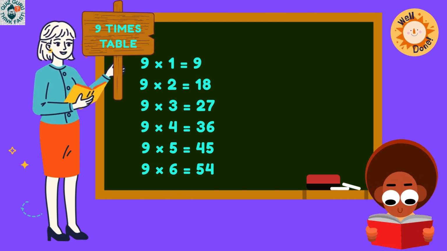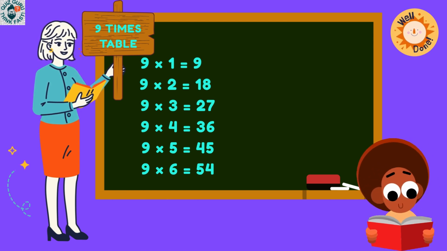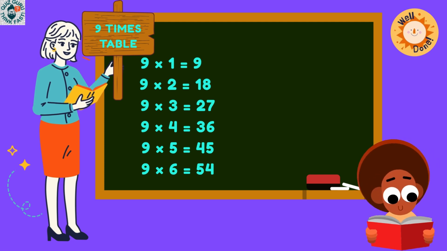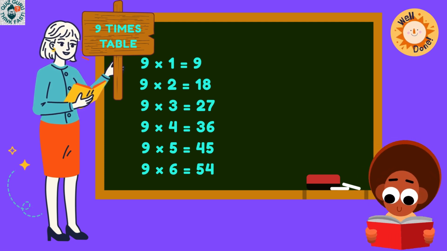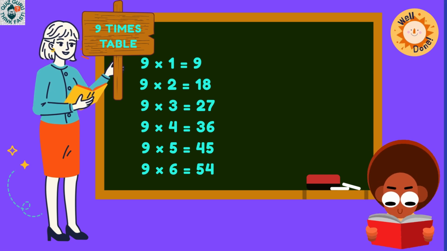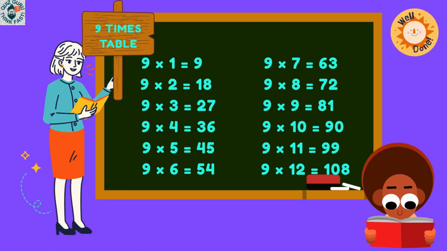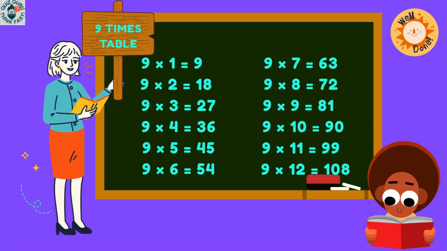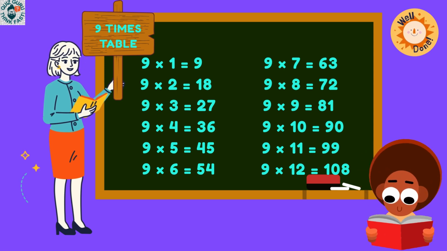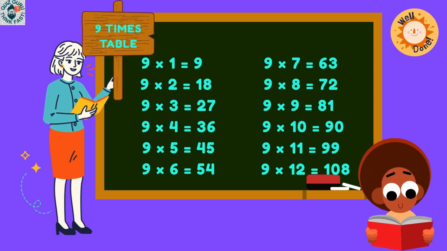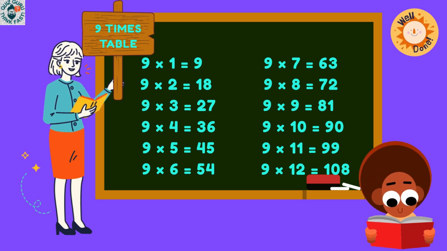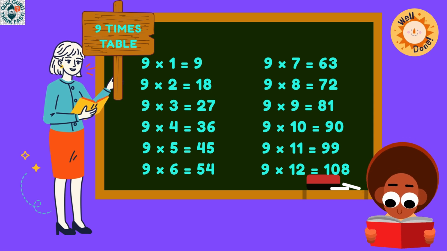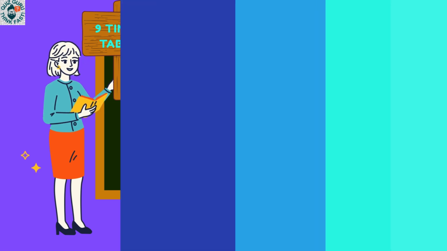9 times 2 is 18. 9 times 3 is 27. 9 times 4 is 36. 9 times 5 is 45. 9 times 6 is 54. 9 times 7 is 63. 9 times 8 is 72. 9 times 9 is 81. 9 times 10 is 90. 9 times 11 is 99. 9 times 12 is 108.